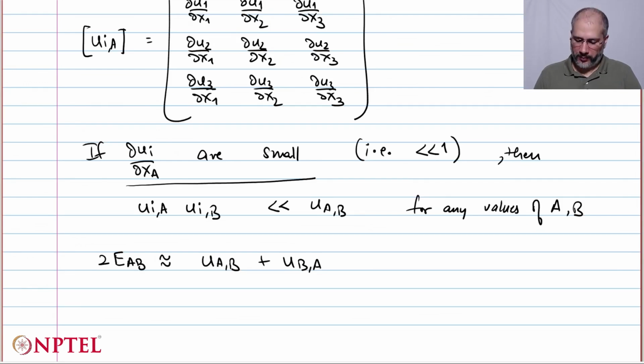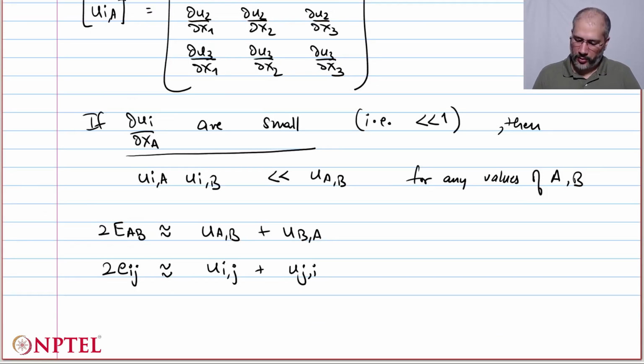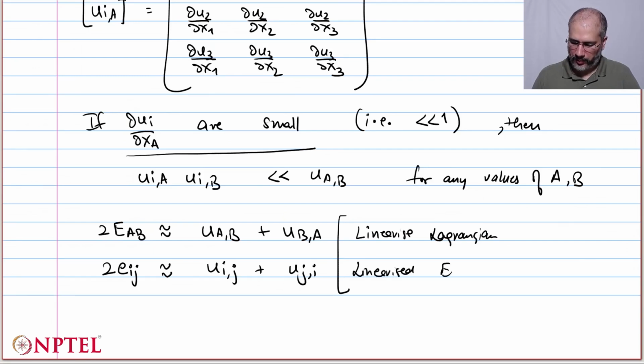And with the same idea, I can also write the Eulerian strain tensor approximately as Ui comma j plus Uj comma i. And these terms are called the linearized Lagrangian, or in the second case, linearized Eulerian strain tensors.